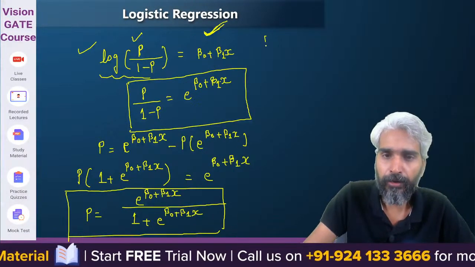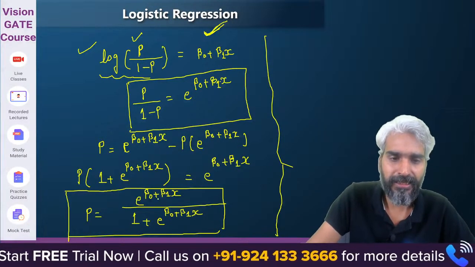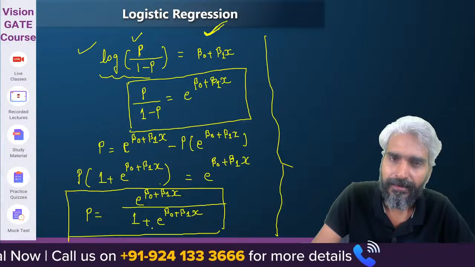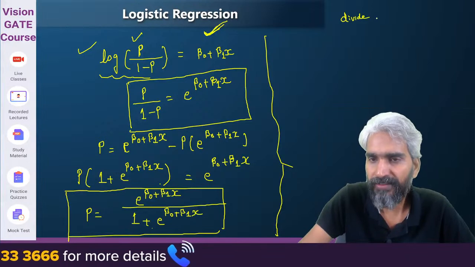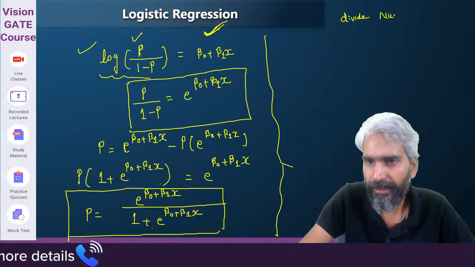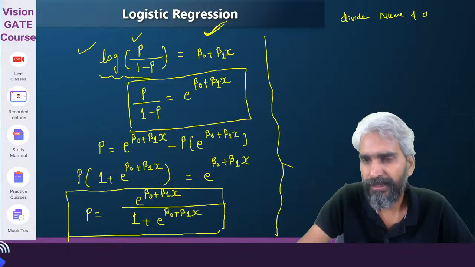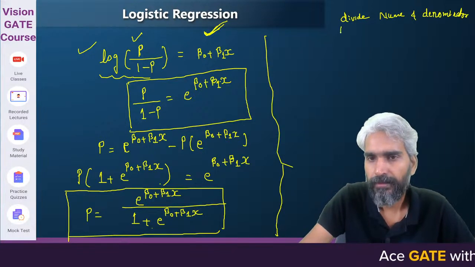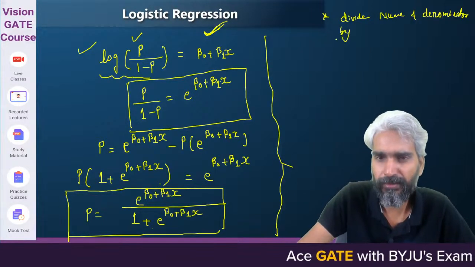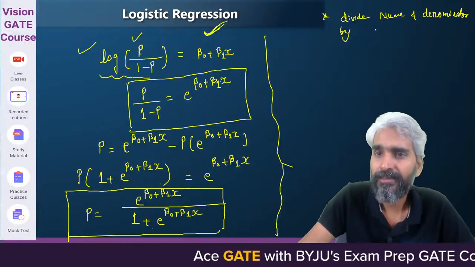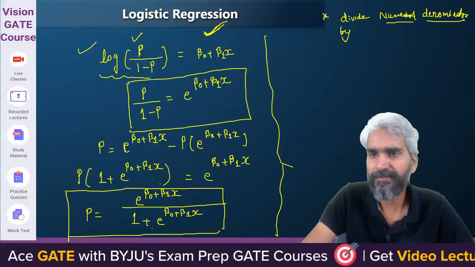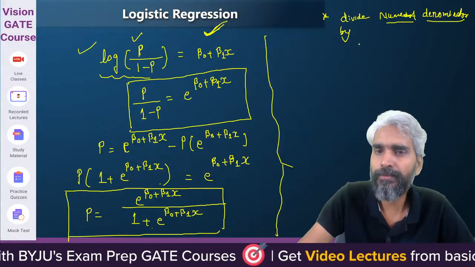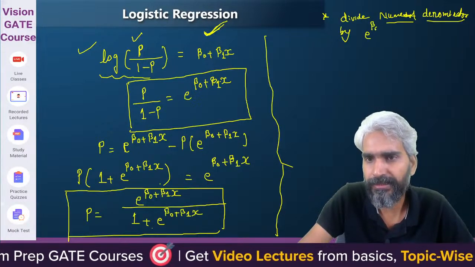Yes? Clear? Now please try to understand. If I divide the numerator and denominator by e raised power beta 0 plus beta 1x. I was not supposed to derive it, but that's okay. So I'll have to skip some of the topics because otherwise the session will become too lengthy. So we'll do it some other time, don't worry. Let's try to understand as much as we can.